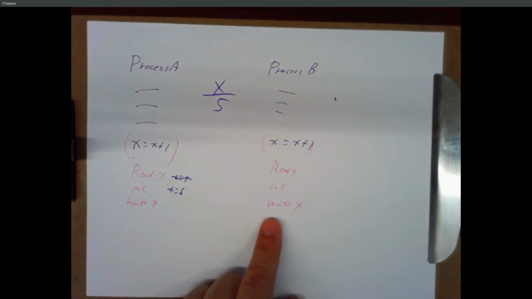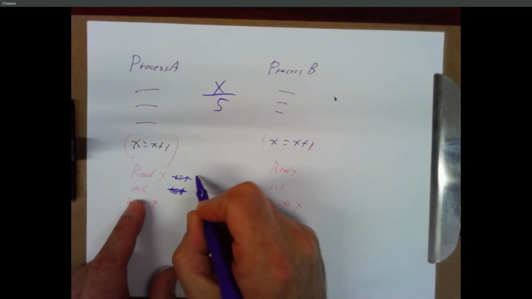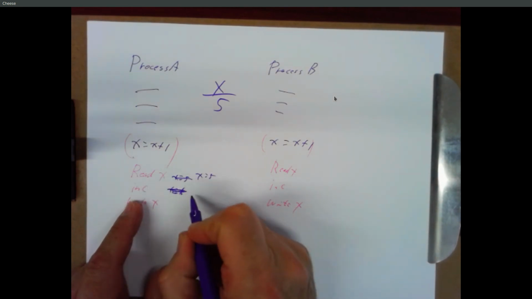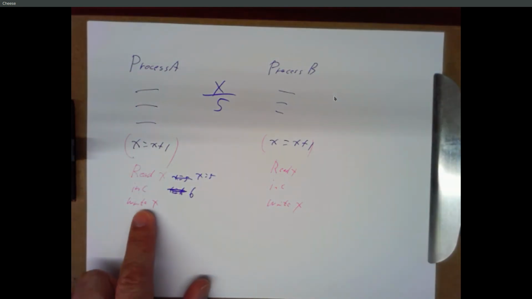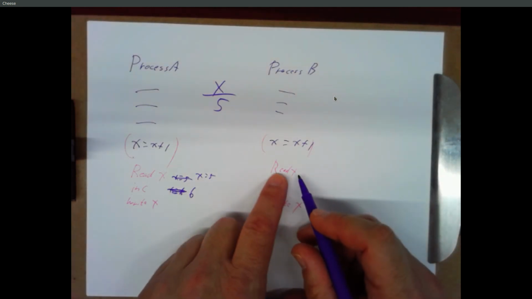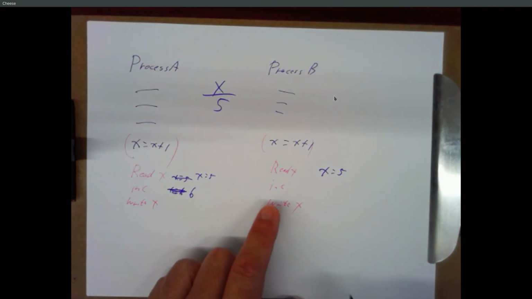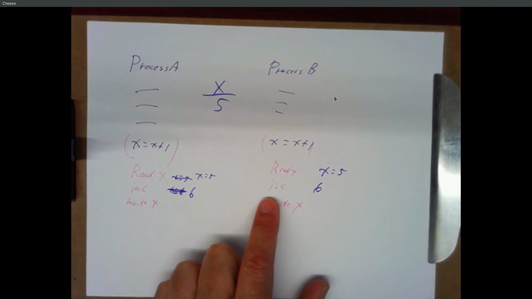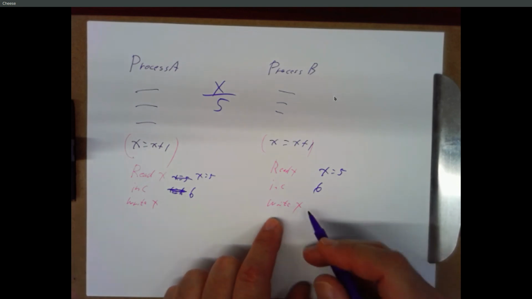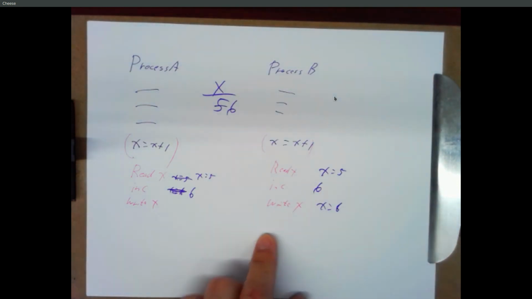And process B starts running, and it says, this isn't x, it read x equals 5, and it incremented to 6, but it hasn't written it yet. Okay, now process B runs, and it says read x, and it sees x equals 5. And it says increment, so now it's got a 6 in its internal register, and now it says write x, and so now x is equal to 6.